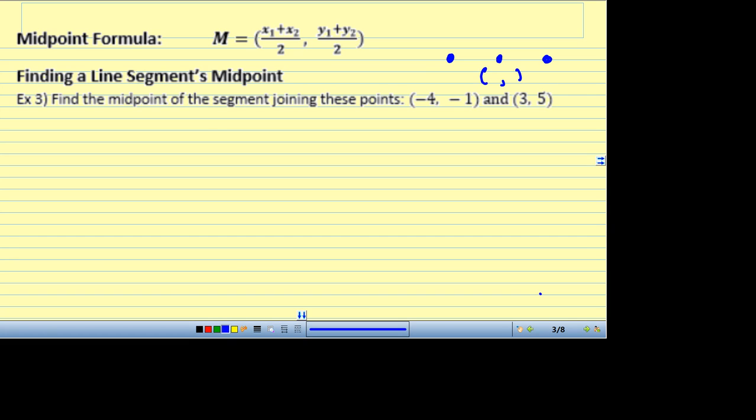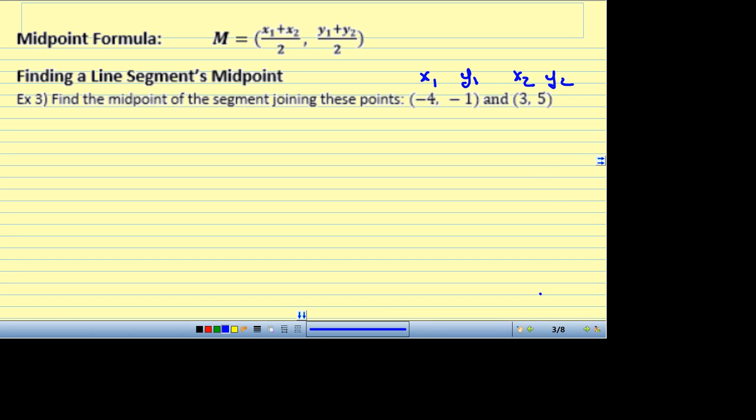So let's actually calculate the midpoint. To do that, again, like I tell everybody, x1, y1, x2, y2. And you're going to say it with me. Plug it in, plug it in.